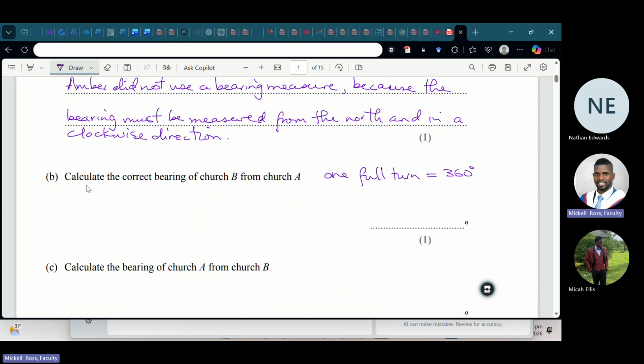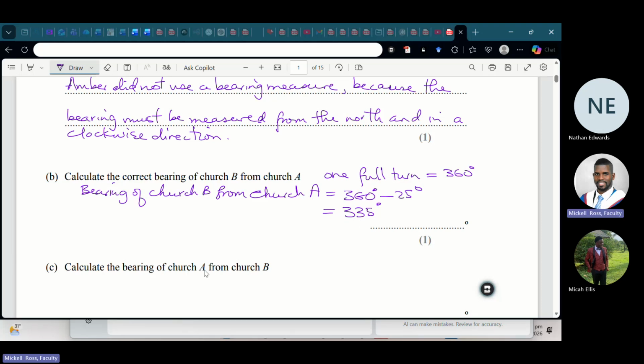So the bearing of church B from church A is going to be equal to 360 minus 25 degrees, which is going to give us 335 degrees. Now notice this is 3 digits. All right, 3 digits. So that's the bearing.